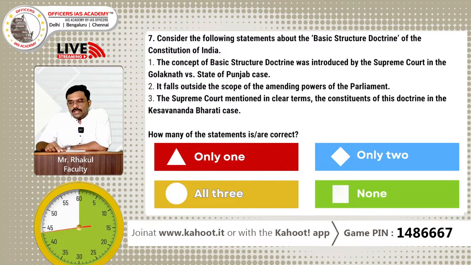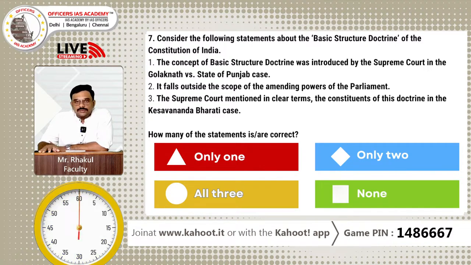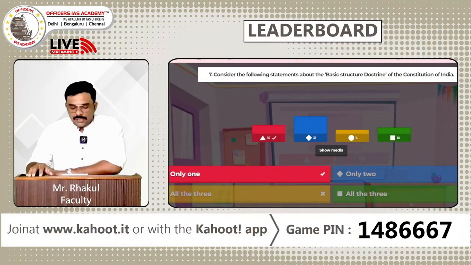Option A is only one, option B is only two, option C is all the three, and option D is none of the above. 20 seconds more to give the answer. The question is about basic structure doctrine, which was given by the Supreme Court. 10 more seconds, 5 more seconds, 4, 3, 2, 1, 0. The time's up.